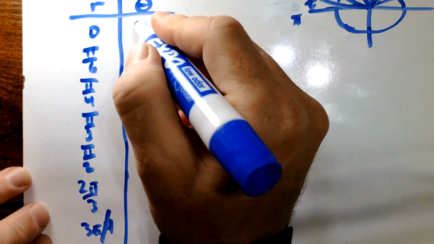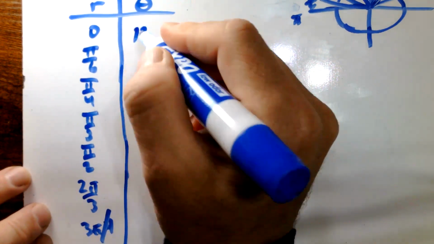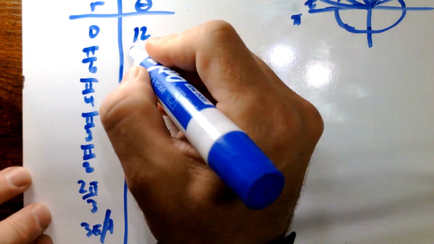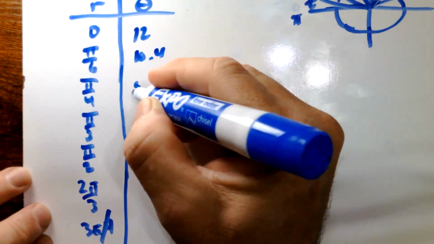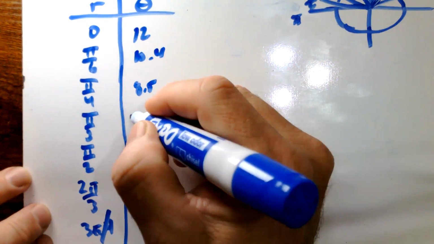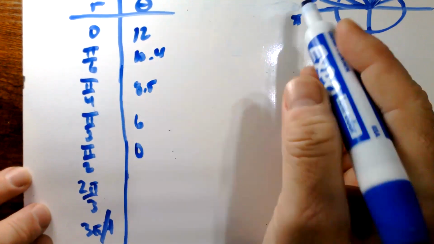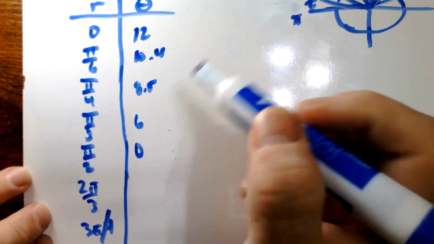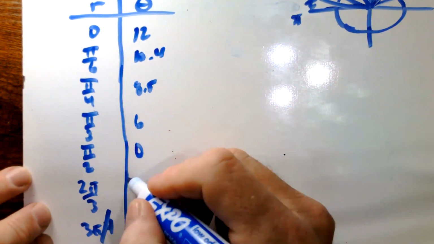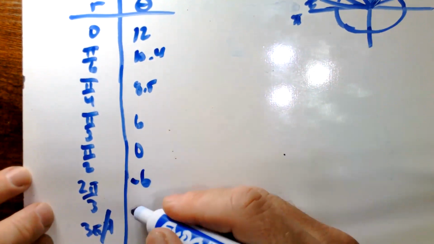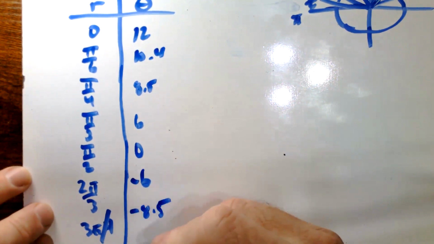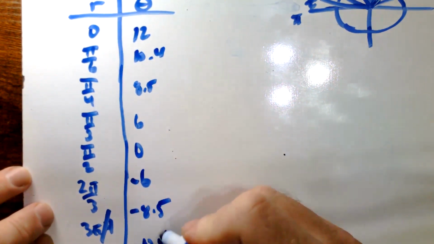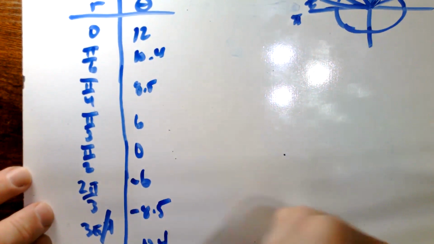The r values for this are going to be 12, because cosine is 1 at best, then 10.4, and 8.5, and 6, and then it gets to 0. Cosine of pi over 2 is 0, so it's an easy one to check. Then -6, -8.5, -10.4, and then -12.